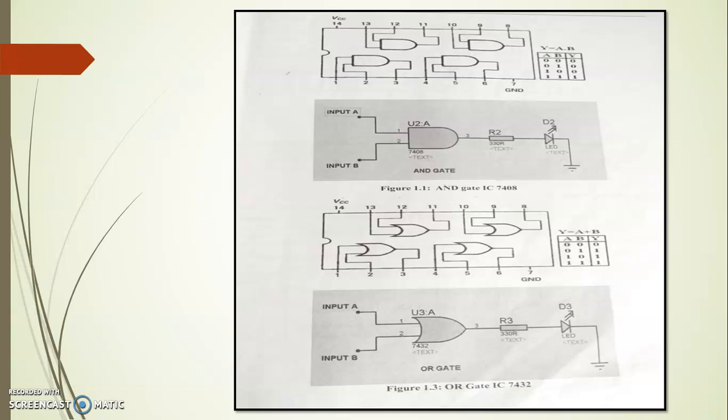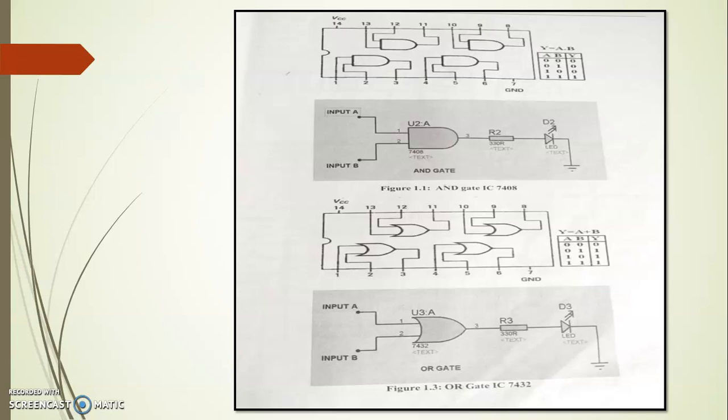So the inputs are 0, 0, 1, 1 and 0, 1, 0, 1. 0 into 0, the output will be 0. 0 into 1, the output will be 0. 1 into 0, the output will be 0. And 1 into 1, the output will be 1. So this is for the AND gate IC 7408.